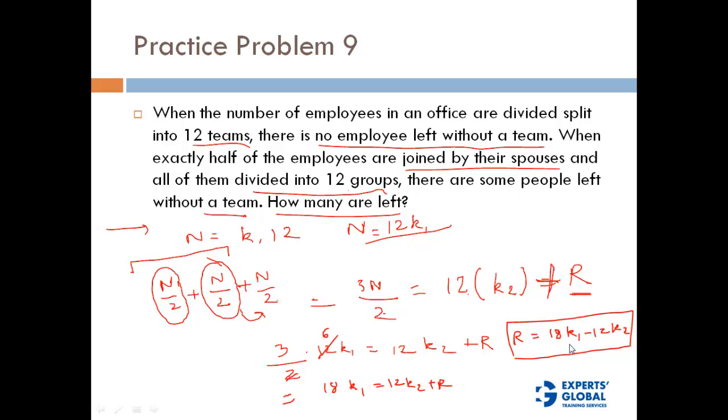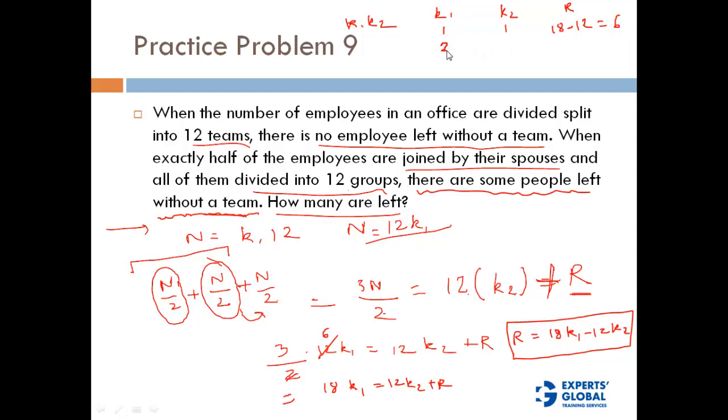Okay, so what do we need? We need this value of R. Now we have two unknowns. We don't exactly know the value of R, but let's look at it carefully. It says that there are some people left, correct? So that means there is some remainder. The remainder is not 0, correct? And now let's look at the values of k1 and k2. Let's say k1 is 1, k2 is also 1. So what do we get? R is equal to 18k1, so that is 18, minus 12k2, so that is 12. So we get a remainder of 6.